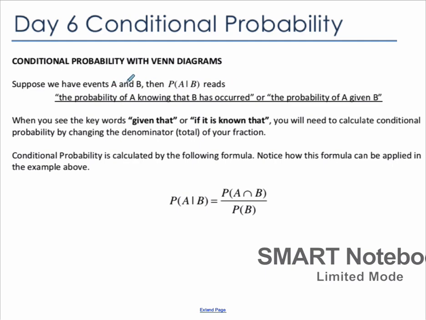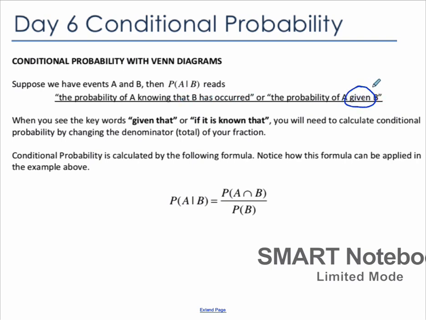So this is basically how it works. This is the notation. It's basically when we're given a piece of information, it kind of changes the probability a bit, which we'll see lots of examples of today. So it looks like this: A, vertical line, B, that means the probability of A knowing B has occurred, or the probability of A given B.